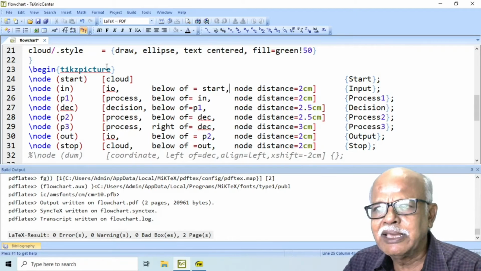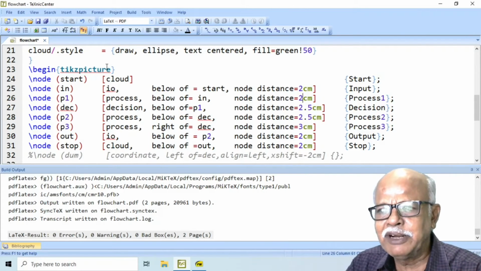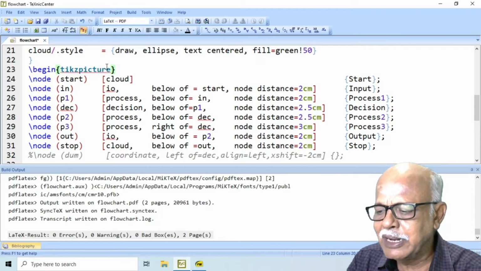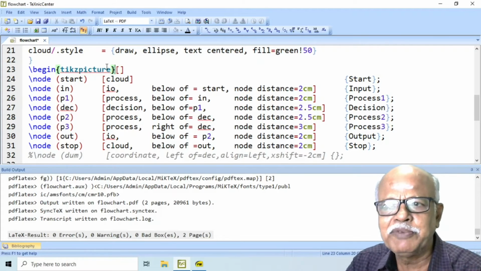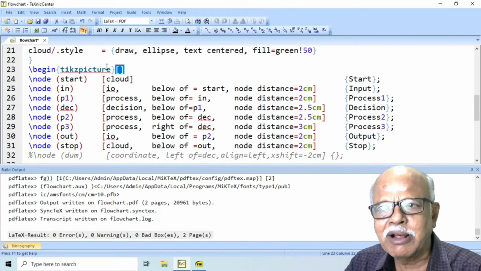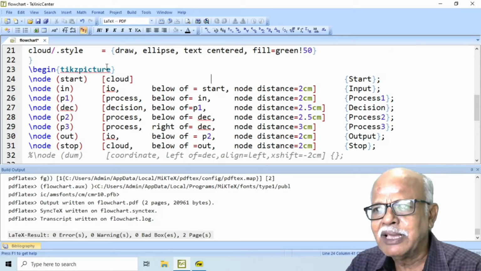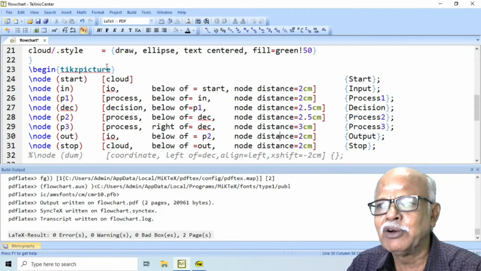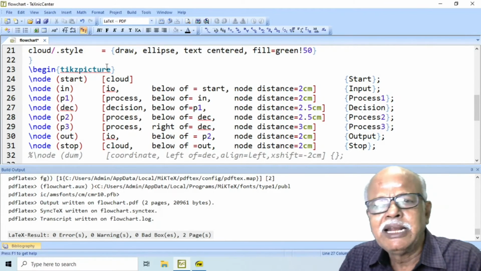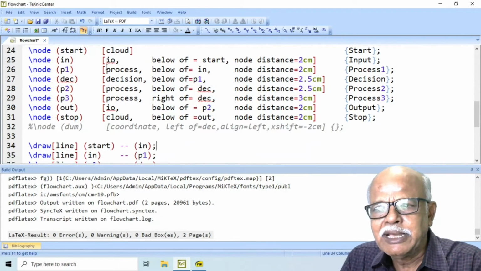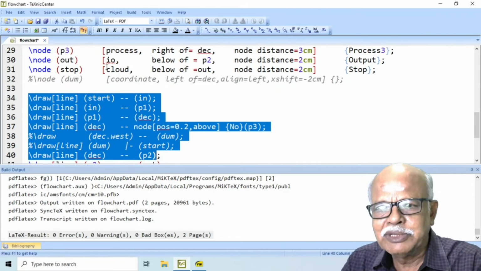We can give different distance values here, or the node distance can be given, if it is common, as an optional argument in the bracket here: node distance equal to 2 centimeter or 2.5 centimeter, which is applicable for all the nodes. In this case, I am using different distances for different nodes, and in the output we will have start, input, process 1, decision, process 2, etc. displayed. Then I will come to this a little later.